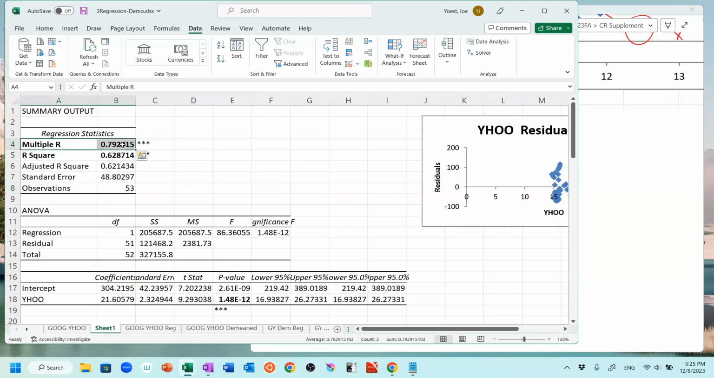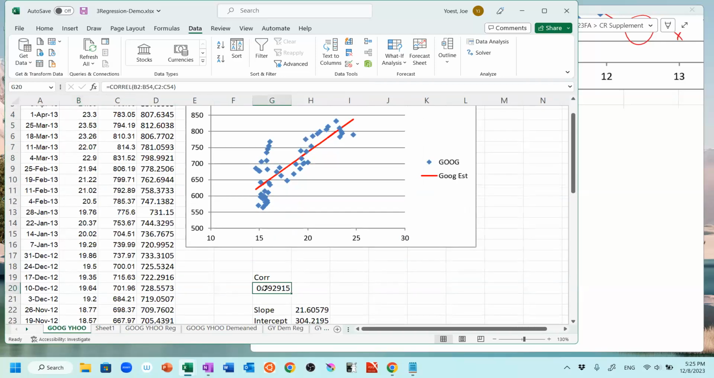So this thing that they call multiple R, that's the correlation coefficient. They call it multiple R because the calculation here could be a little more general than what we're doing. Like I said, there's lots of other applications of regression, but for our purposes, if we're just doing one input variable, one output variable, and that's it, then multiple R is just the correlation coefficient. So that's that 0.79. Remember, that's the number that we computed just with a CORREL function, this 0.79 number.